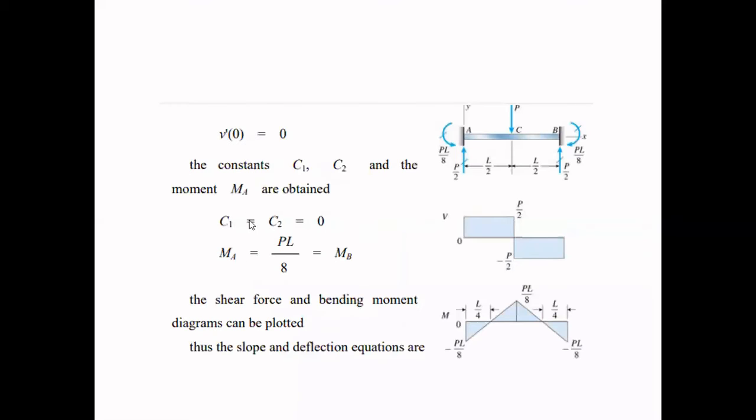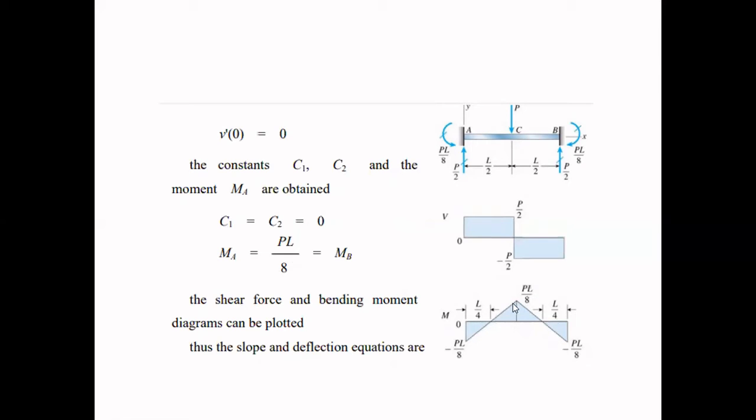So I'm putting the value of C1 and C2. The final MA will be equal to PL by 8, and this will be similar to MB because, due to the symmetry, this MA will be equal to the MB. Now we can clearly see the bending moment for this.